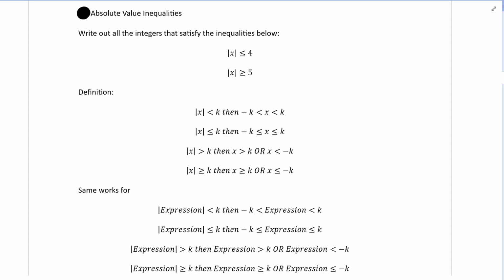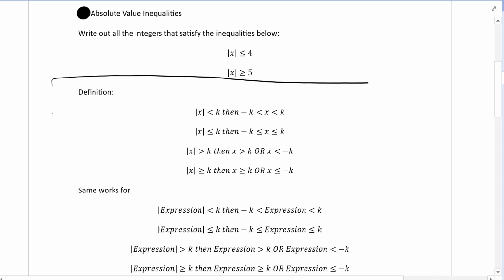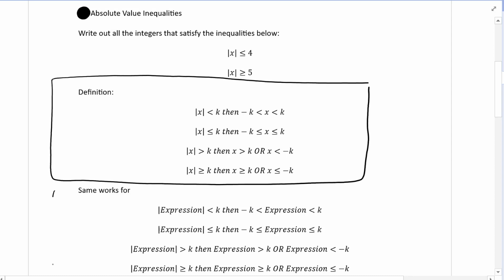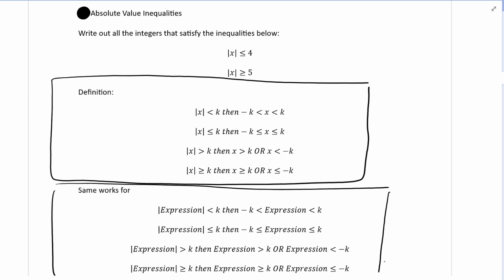So here I have the definition, which you eventually will have to memorize or learn. But where is this coming from? Well, let's take a look at this example here. Write out all the integers that satisfy the inequalities below. So if we have absolute value of x less than or equal to 4, let's write out all the numbers that we think in absolute value are less than or equal to 4. And I usually ask students to enumerate them, but let's see how that goes.